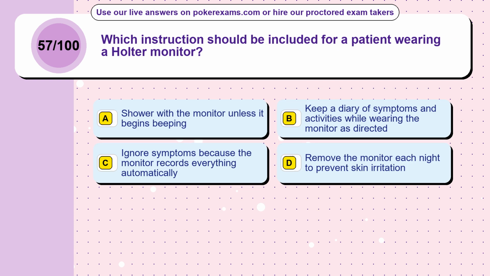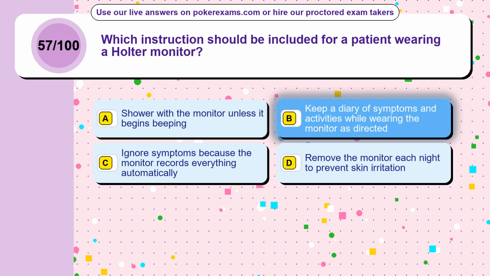Question 57. Which instruction should be included for a patient wearing a Holter monitor? Option A, shower with the monitor unless it begins beeping. Option B, keep a diary of symptoms and activities while wearing the monitor as directed. Option C, ignore symptoms because the monitor records everything automatically. Option D, remove the monitor each night to prevent skin irritation.